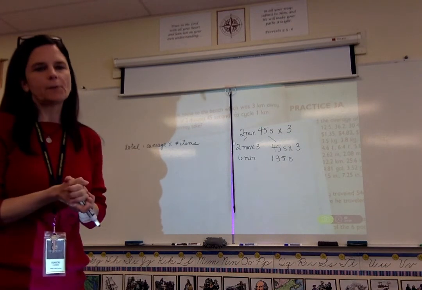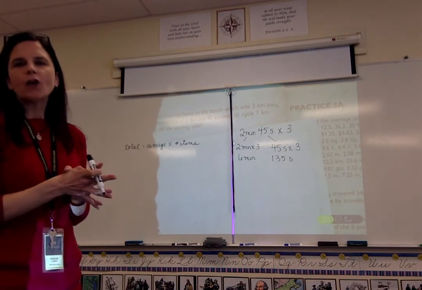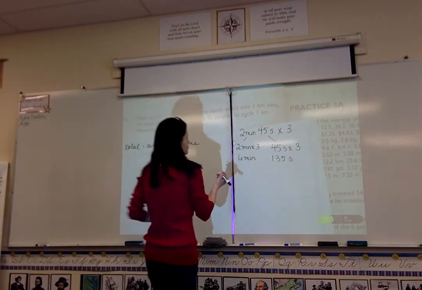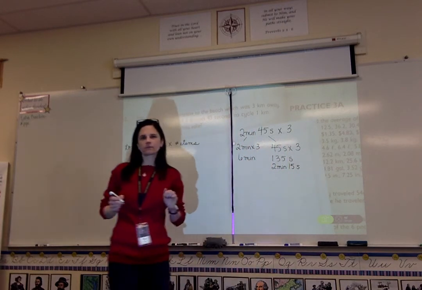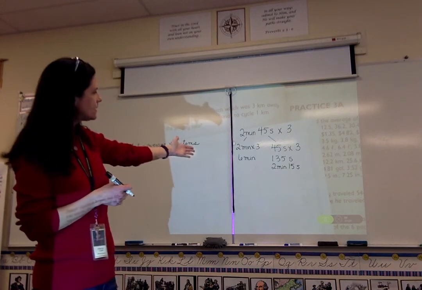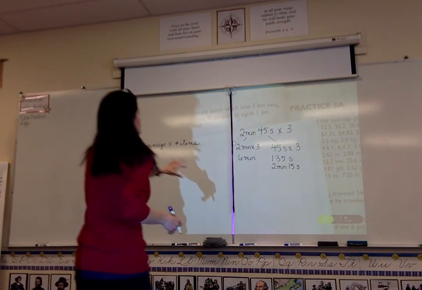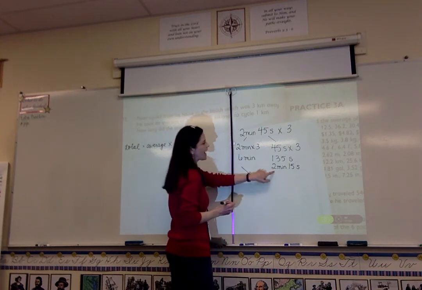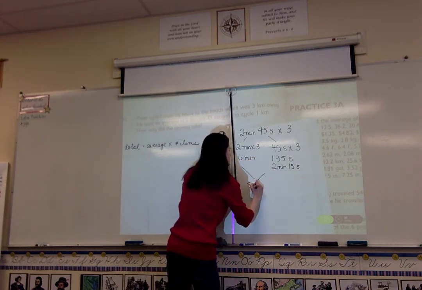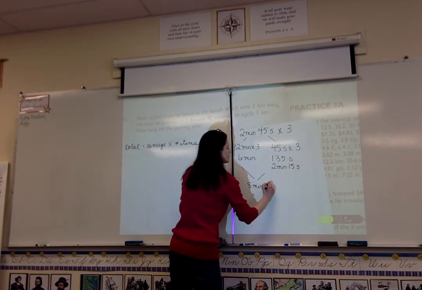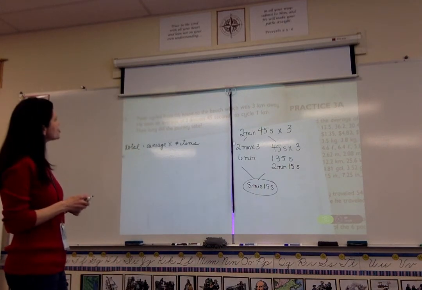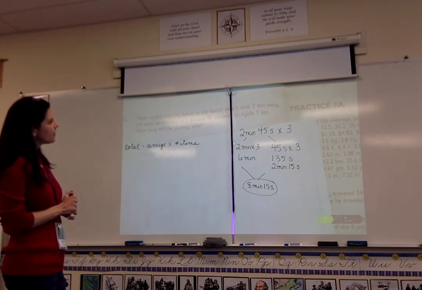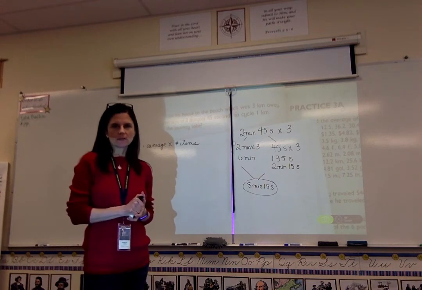Well, we know there's 60 seconds in a minute. So I know that 2 minutes is 120 seconds. So I can go ahead and pull out 120 seconds. That gives me 2 minutes with 15 seconds left over. Hope you see that. So now what I have here is 6 minutes. I'm going to add that to the 2 minutes, which is 8 minutes. And then, of course, we have the 15 seconds left over. So the total amount of time it took for him to cycle 3 kilometers, if he averaged 2 minutes and 45 seconds per kilometer, is 8 minutes and 15 seconds.